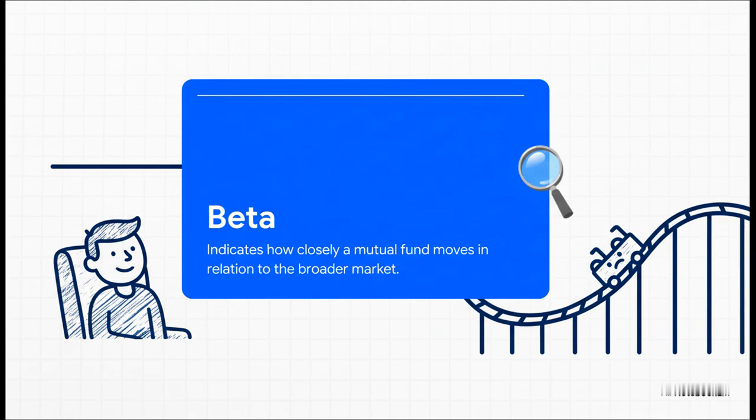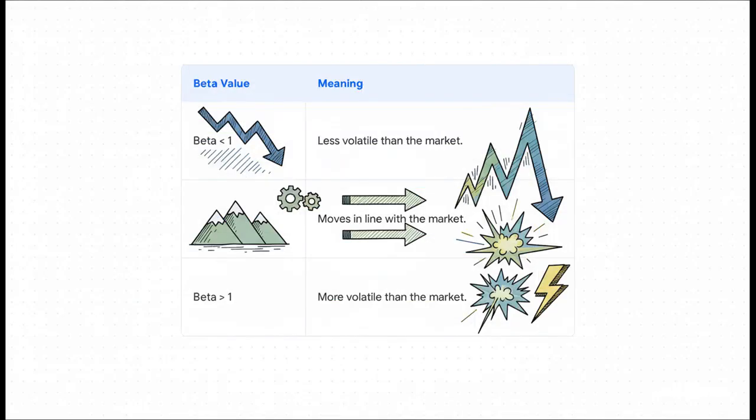The easiest way to think about beta is it tells you how a fund vibes with the market's mood. Is it just a chill passenger along for the ride, or is it strapped into the front seat of a wild roller coaster? And what's great is how simple this is to read. If you see a beta of exactly 1, the fund pretty much moves in lockstep with the market. If it's less than 1, it's a bit more conservative, a little less jumpy. But if it's more than 1, buckle up, because you can expect much bigger swings, both up and down.